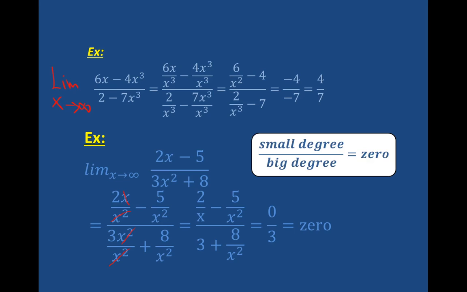1 over x equals 0. This is the main rule to find the limit when x tends to infinity. This is 0 minus 0 equals 0. Also 8 over x squared equals 0, and the remainder 3 plus 0 equals 3. 0 over 3, the value of the limit here equals 0.